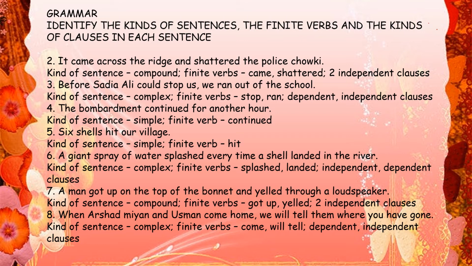Sixth one, a giant spray of water splashed every time a shell landed in the river. Now, kind of sentence is complex. This is complex sentence. Finite verbs are splashed and landed. And one is independent and the other one is dependent. Seventh one, a man got up on the top of the bonnet and yelled through a loudspeaker. Kind of sentence, compound. Finite verbs are got and yelled. Two independent clauses, no dependent.